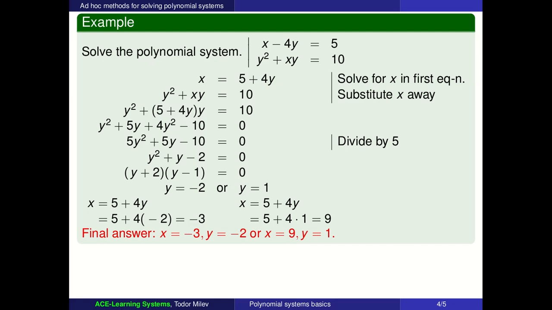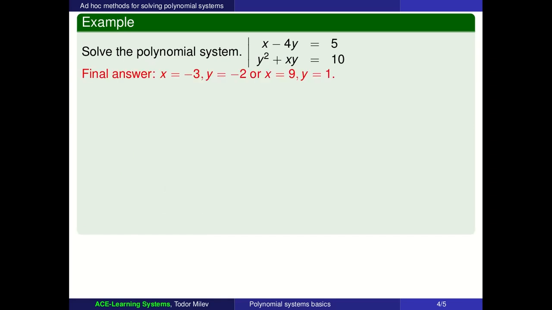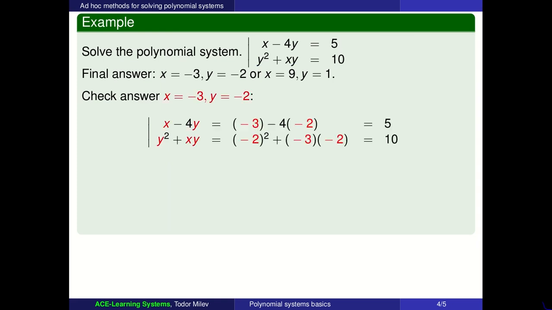Now that we have our final answer, let us very quickly check our work. So here's our final answer: x equals negative 3, y equal to negative 2, or x equals 9, y equals 1. Okay, so let's check the first one. Let's check x equal to negative 3, y equal to negative 2. So what I'm doing is I have copied the first polynomial here, x minus 4y, and the second polynomial there. And now in those two polynomials, I'll carry out the substitutions. X I'm going to replace with negative 3, and y I'm going to replace with negative 2.